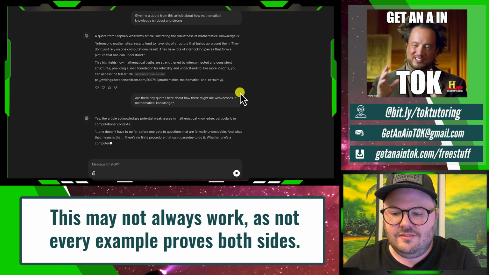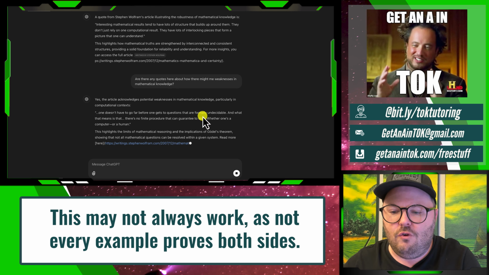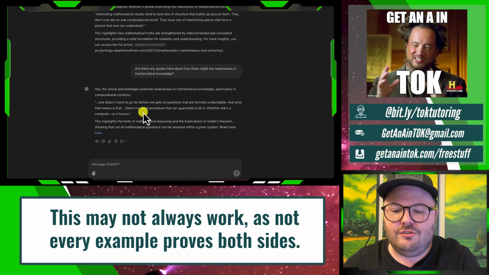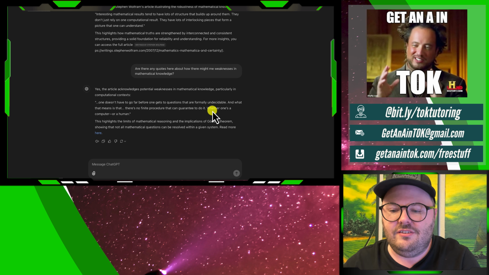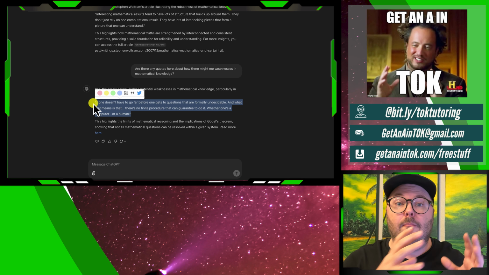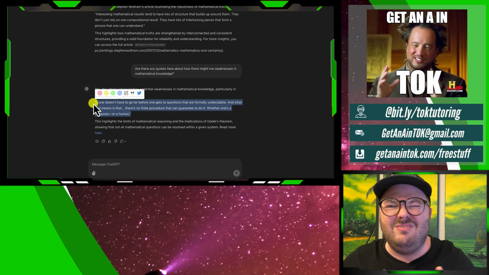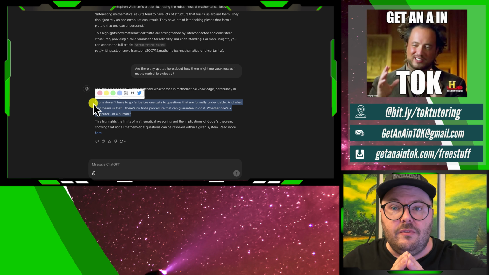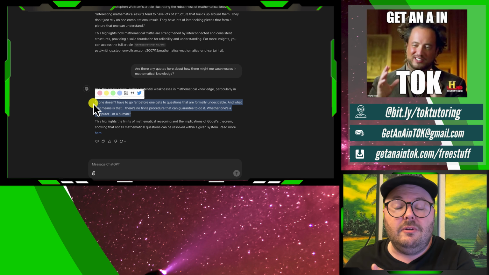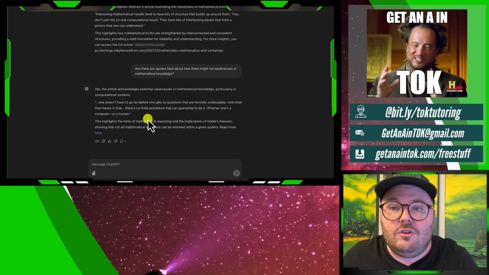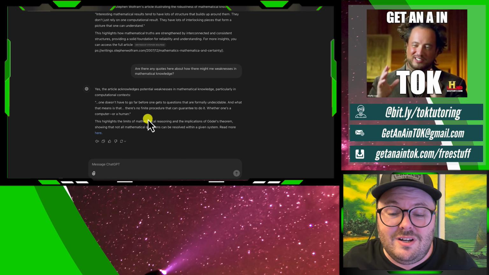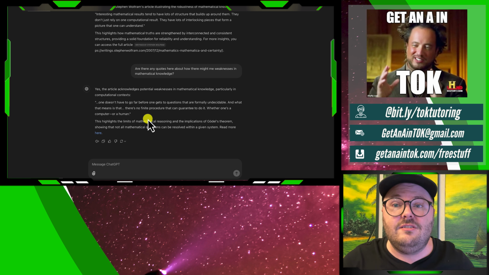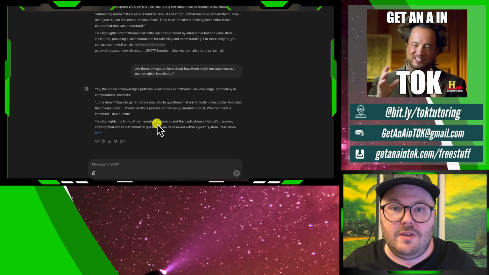All right, it does. So there are questions that are formally undecidable. And what that means is there's no finite procedure that can guarantee to do it, whether one's a computer or a human. So this article is about how people and computers can work together to solve things, and how there are limitations to people and how there are limitations to computers. So I don't want to read the whole article because I don't understand some of what it's saying. So ChatGPT understands, summarizes, and then gives me a quote.